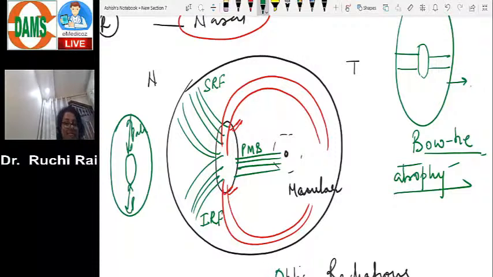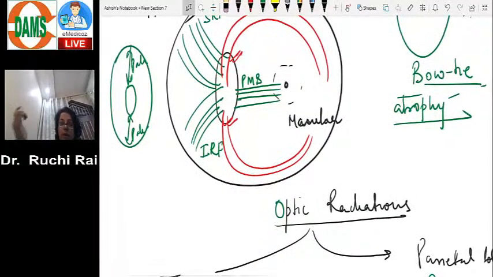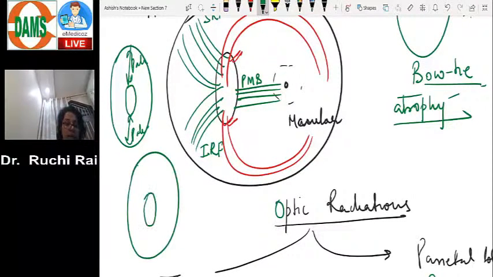This is not bow tie. This is when temporal fibers of the same side are affected. But what happens on the opposite side? In the opposite eye, this is the cup, and now this part and this part of the neuroretinal rim is pale. So this looks like a bow tie atrophy.